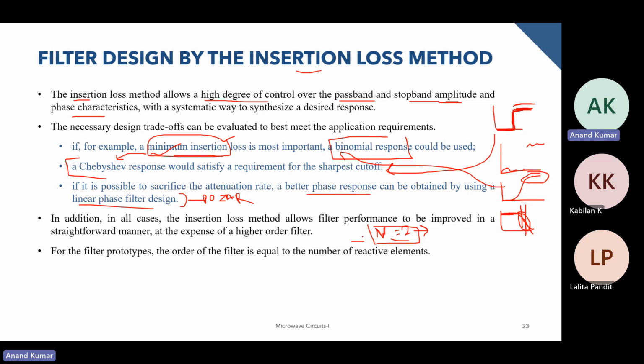And when I said order, this order means the number of reactive elements. So if you have an inductor and a capacitor, this is a second order filter. If you have one more inductor, this becomes third order. If you have one more capacitor, this becomes fourth order. So this is what the order of a filter means: the number of reactive elements.